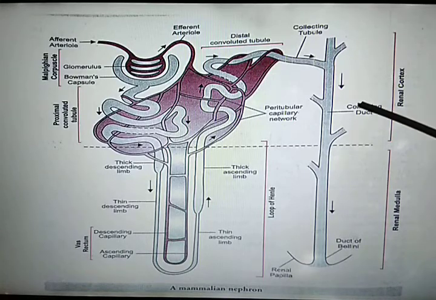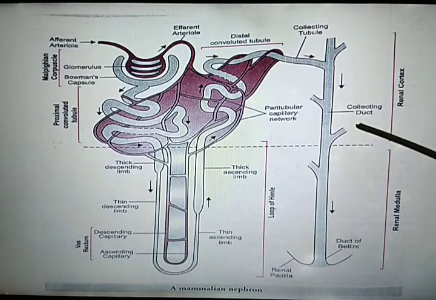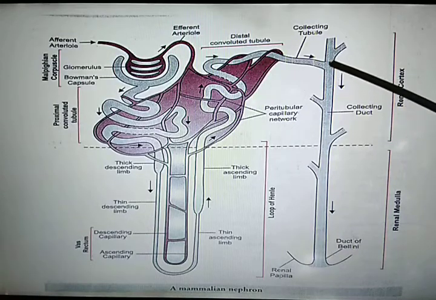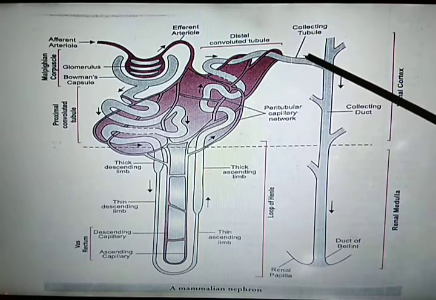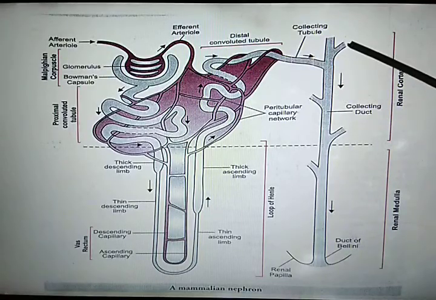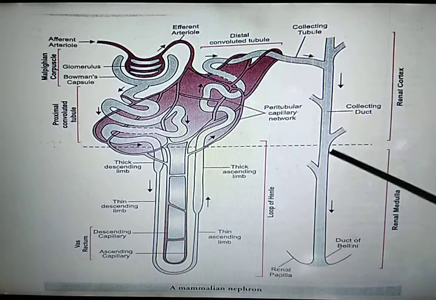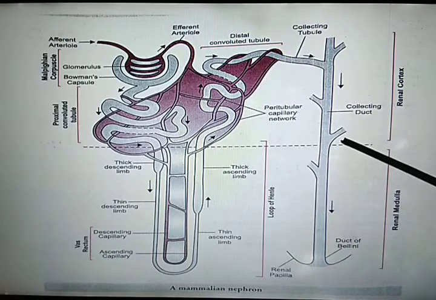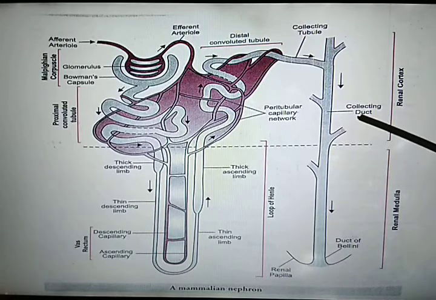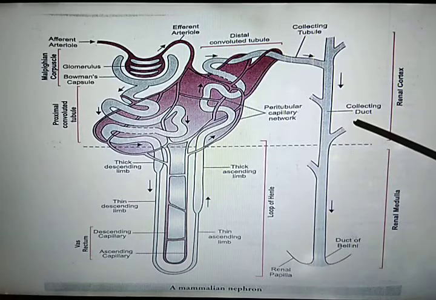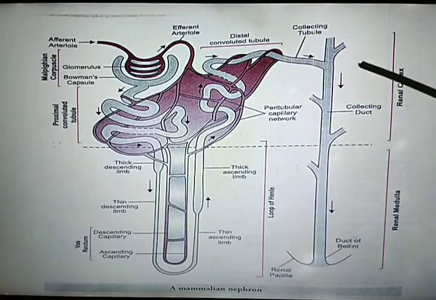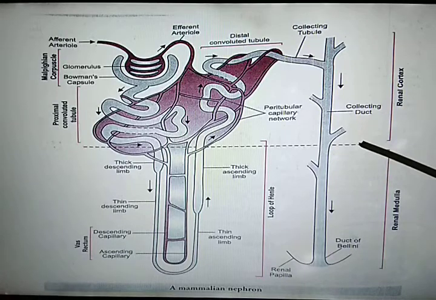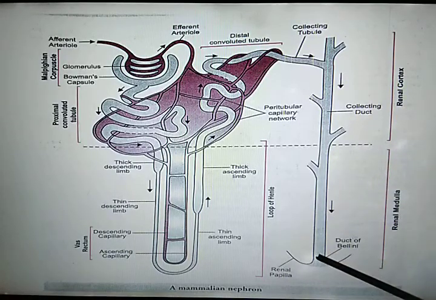Collecting duct. These are larger tubes, each receiving the collecting tubules of several nephrons. You can see this is one nephron, it is opening into the collecting duct. These are the collecting tubules of several nephrons. So several nephrons open into a large tube known as the collecting duct. These collecting ducts pass into the renal medulla and join each other.